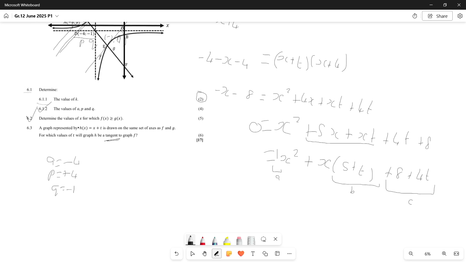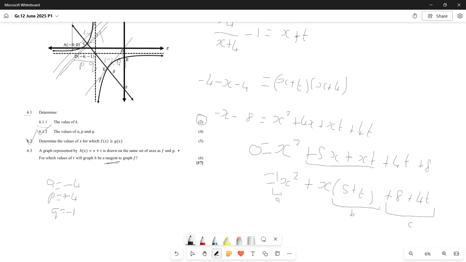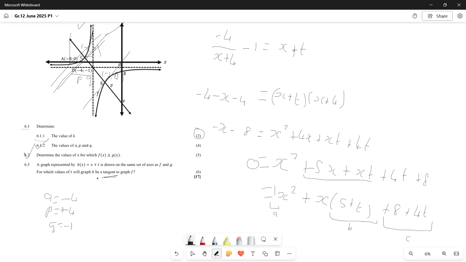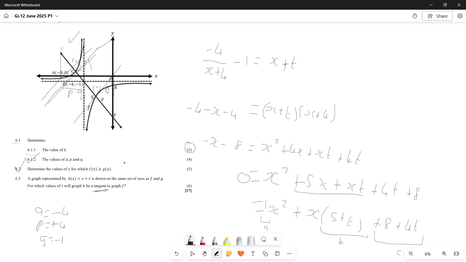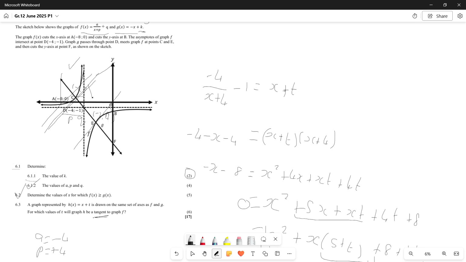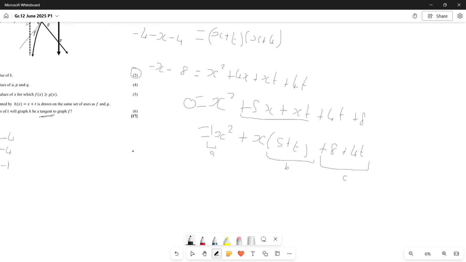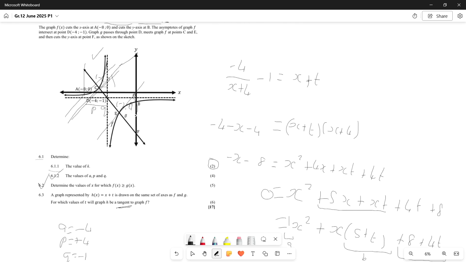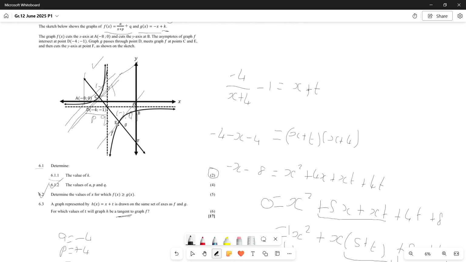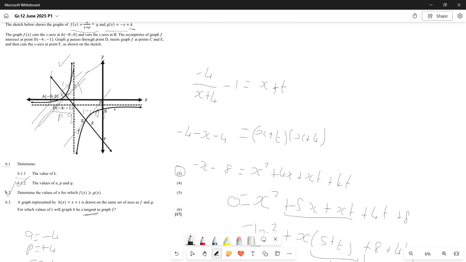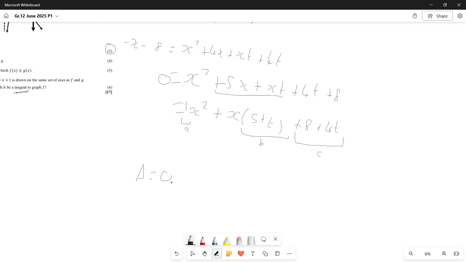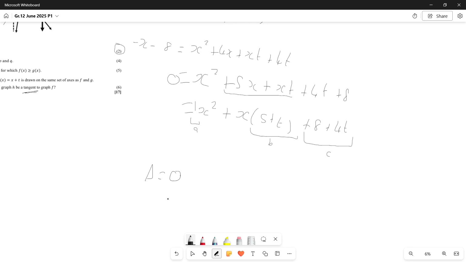So the graph represented by h(x) equals x plus t is drawn on the same set of axes as f and g. We know that this is some sort of equation that represents them. And now, for which values of t will the graph h be a tangent to graph f? The fact that it is a tangent means it only equals once. And as far as delta, it means we're just going to make delta equal 0 because it only equals once. It's not greater than, there's no range. We're just trying to calculate what value of t will be true for here, for the y-intercept, and for this one over here. So what we need to do is make it equal 0, not less than 0, not greater than 0.